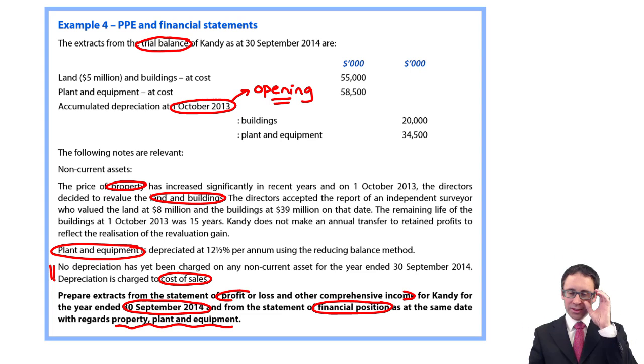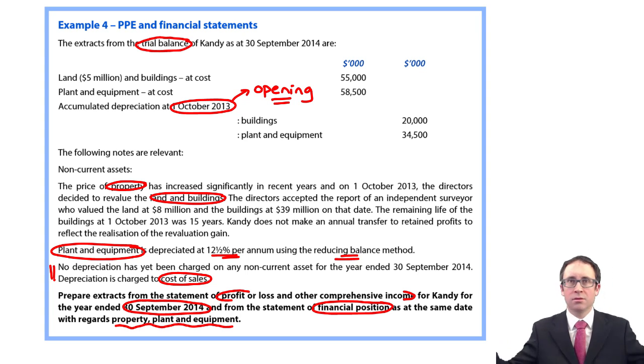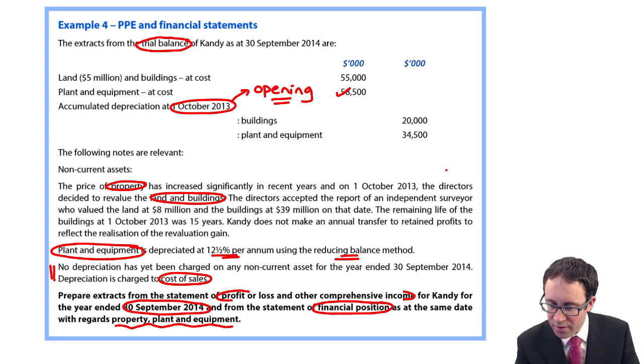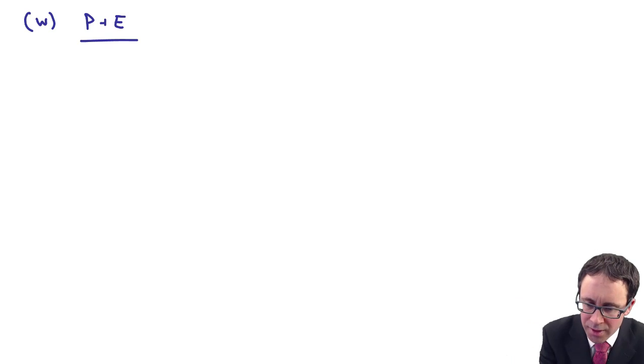Much more straightforward. It just says plant and equipment is depreciated at 12.5% reducing balance. Couldn't be any easier. So I can take my cost of 58,500, I can take my accumulated depreciation of 34,500 and work out the depreciation. It couldn't be any more straightforward.